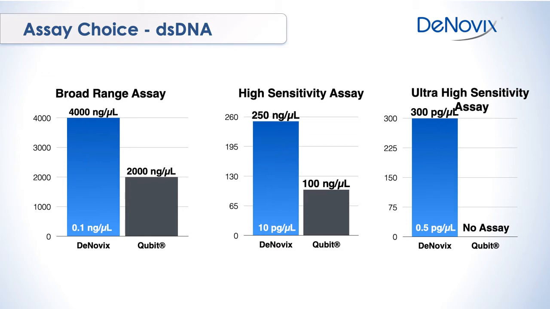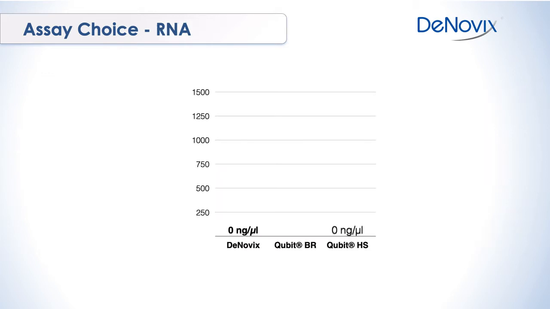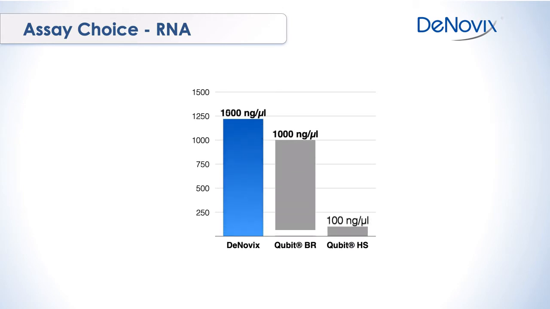So each of these assays has its own range, and likewise for RNA we have an assay range associated with this. Actually, compared to our competitors in this market, we have a single assay here that covers a much wider range than the competition. The advantage of this, of course, is that more of your samples will fit into the range of this assay, so you don't have to go and dilute samples or choose another assay with a different range.